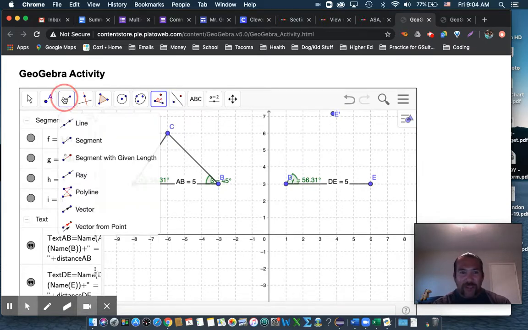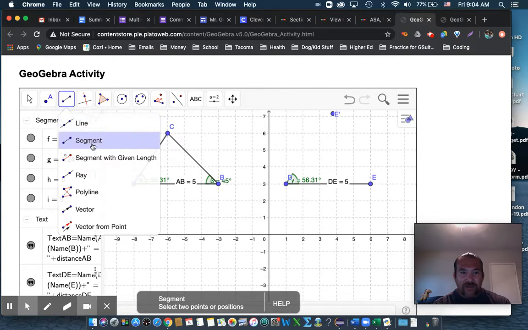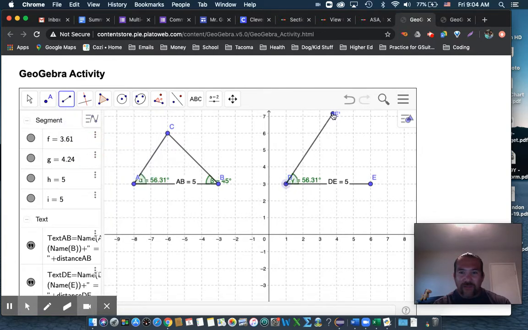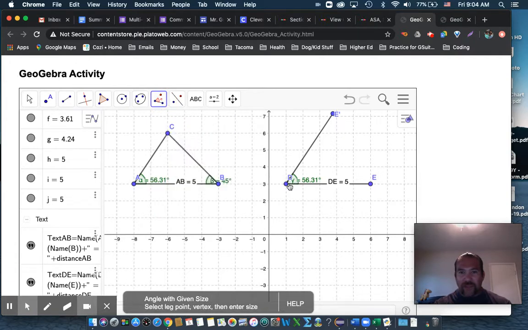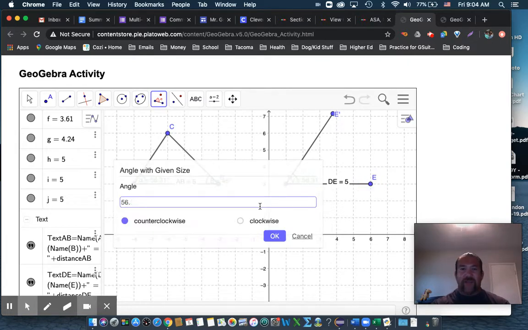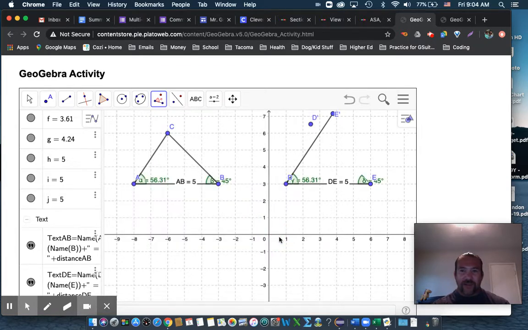So what I'm going to do is draw in a segment and connect those 2 points for right now. Okay. Now, our other point of our triangle is going to be somewhere on this line. We don't know exactly where yet. So I'm going to do the same thing I did to get 56.31. Angle with a given size, okay, and then I'm going to type in 45. Now, I noticed that this was kind of clockwise. There we go.